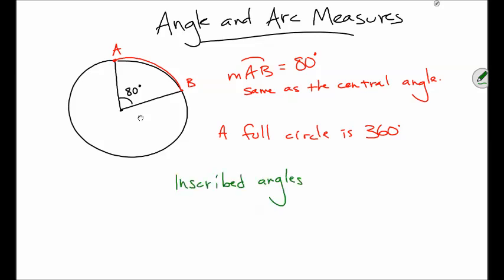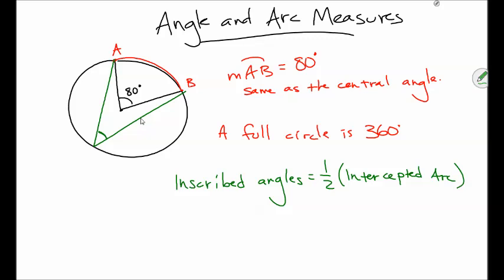So let me draw one. I'll draw this one right here. So this angle right here, the vertex is on the circle, so this is an inscribed angle. And I'm hoping you see that the measure of the inscribed angle is not the same as the central angle. It looks smaller, okay? Specifically, it is half of the intercepted arc.